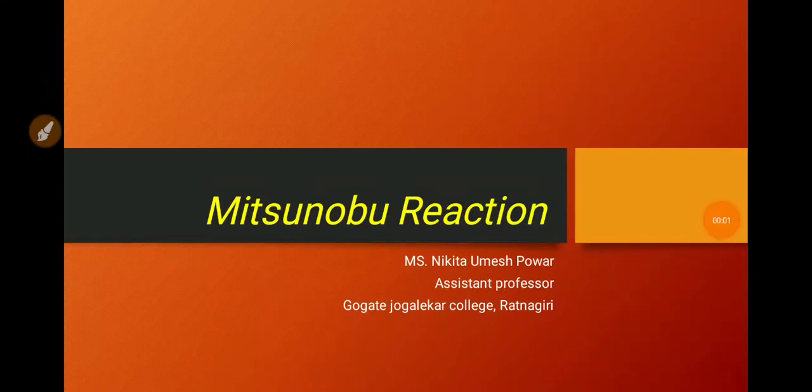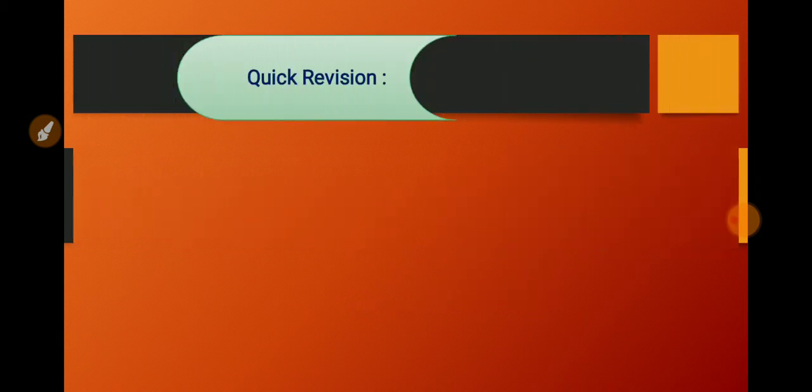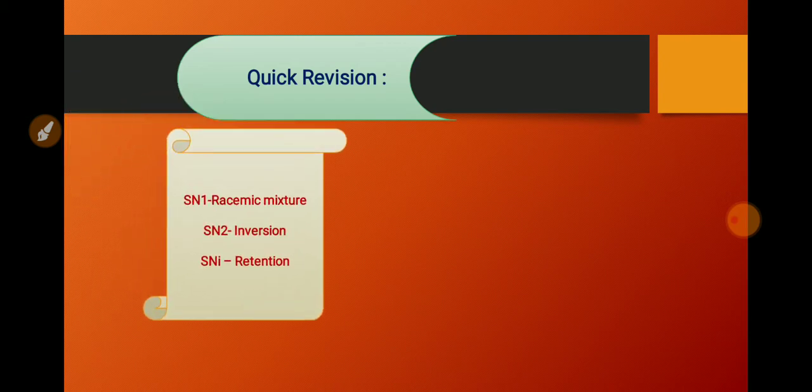Mitsunobu reaction, one of the reactions from the unit name reactions. Before starting the reaction, let's quickly revise that SN1 reaction gives a racemic mixture, SN2 reaction gives an inverted product, whereas SNi reaction gives retention of configuration.